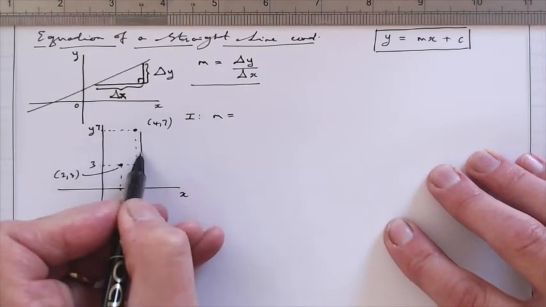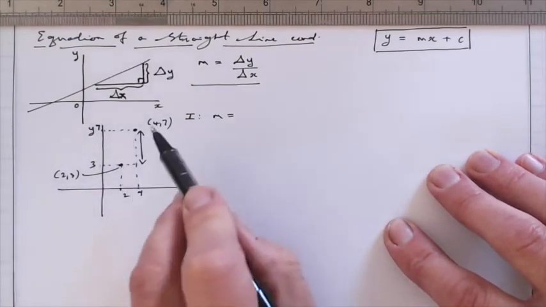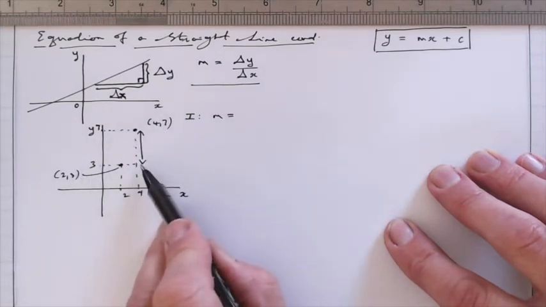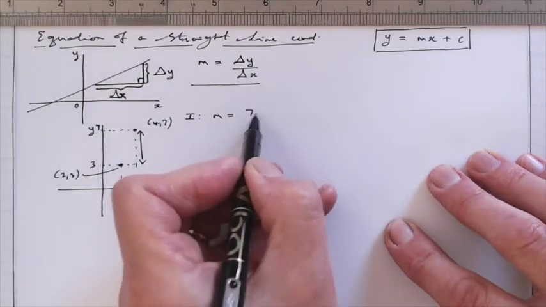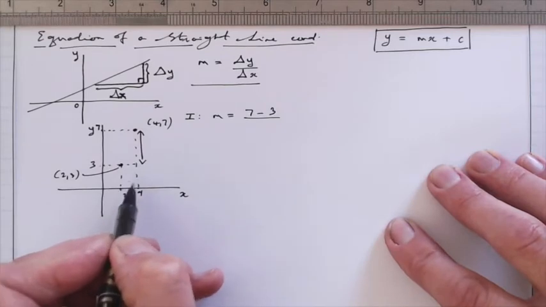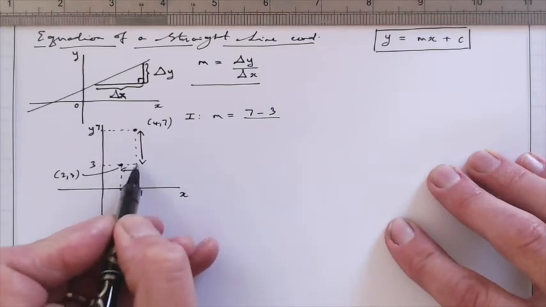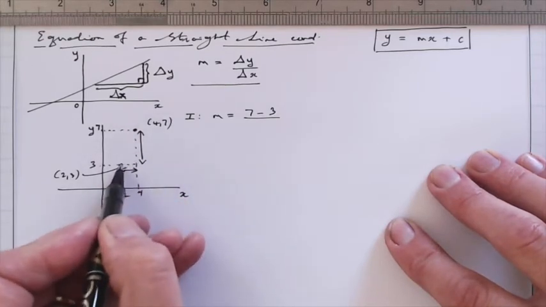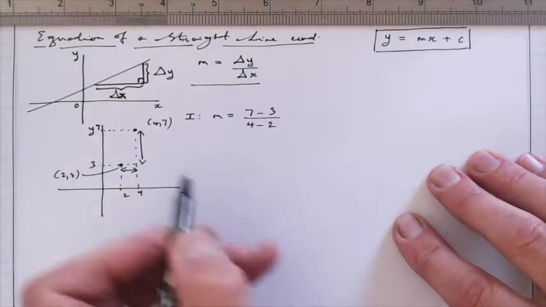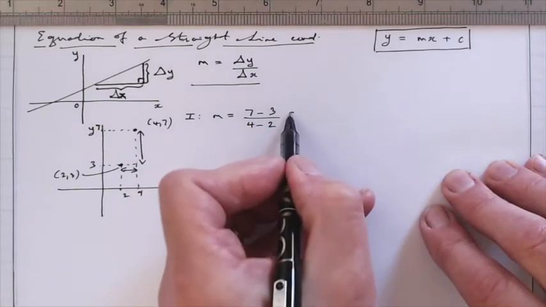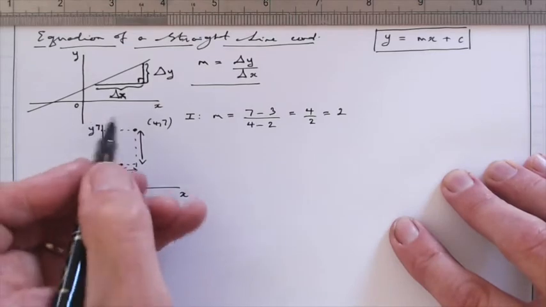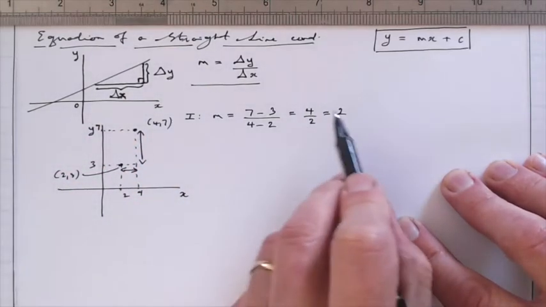And you can see that the difference in y is the y value of this point take away the y value of this point. So it will be 7 take away 3. And then the difference in x is the x value of this point take away the x value of this point. It would be 4 take away 2, which is equal to 4 divided by 2, which is equal to 2. So the slope of the line that passes through both these points is 2.